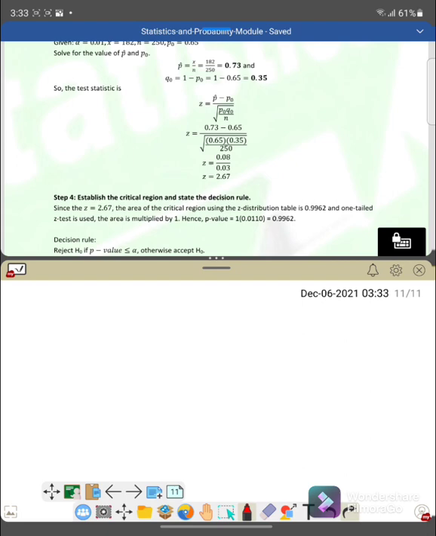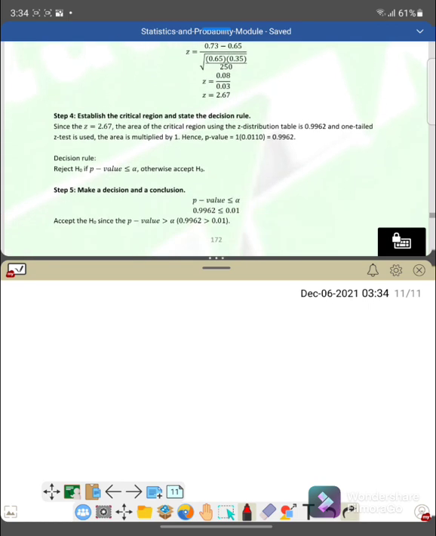Since z is equal to 2.67, the area in the z table is 0.9962. And a one-tailed test is used, so the area is multiplied by 1. Why 1? Because again, it is a one-tailed test. If it is two-tailed, then we will multiply that by 2. Hence, the p value is equal to 1 times 0.9962, which is 0.9962.